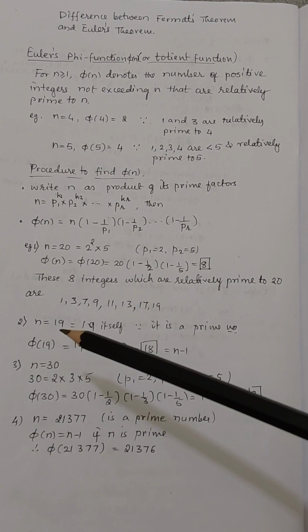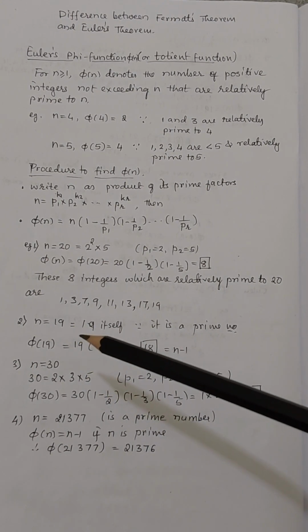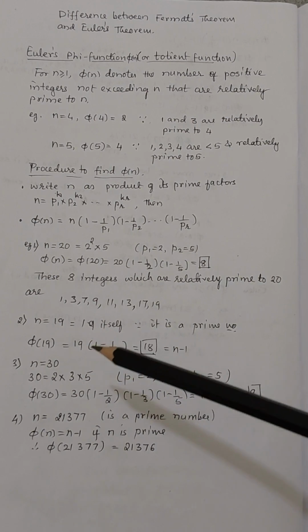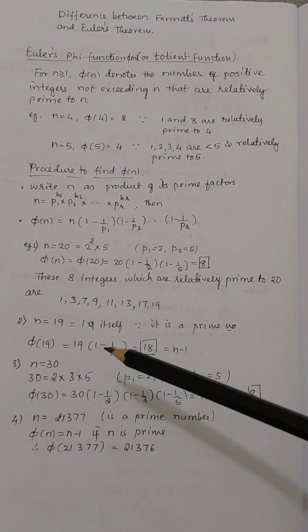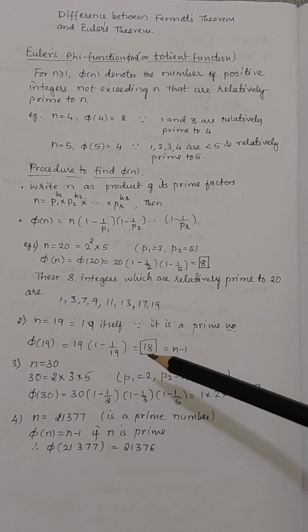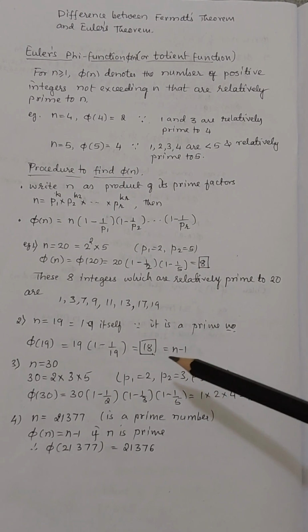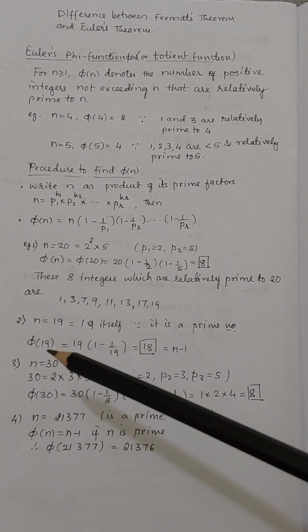When n is a prime number, for example 19, its prime factors are 1 and 19 only. So phi of 19 is 19 into 1 minus 1 by p1, where p1 is 19. It gives the count as 18, which is just 1 less than the given number. So it is n minus 1. When n is prime, it is very easy to find phi of n.